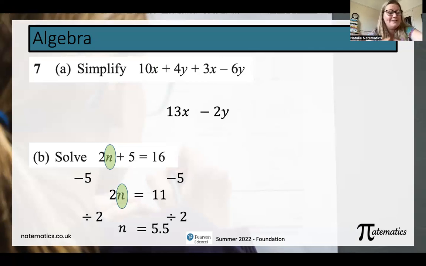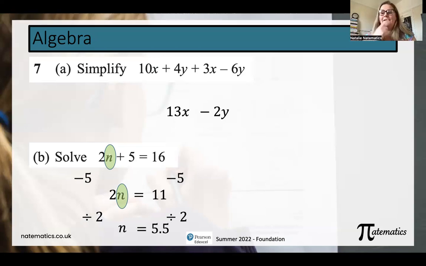If you've got a calculator, you do it, 11 divided by 2. If it's not a calculator paper, set it as a fraction. I'm pretty sure I've got a fraction as an answer on the next question I'm going to show you, or at some point on this thing. Or you can cancel it down. So 5.5, 11 over 2.